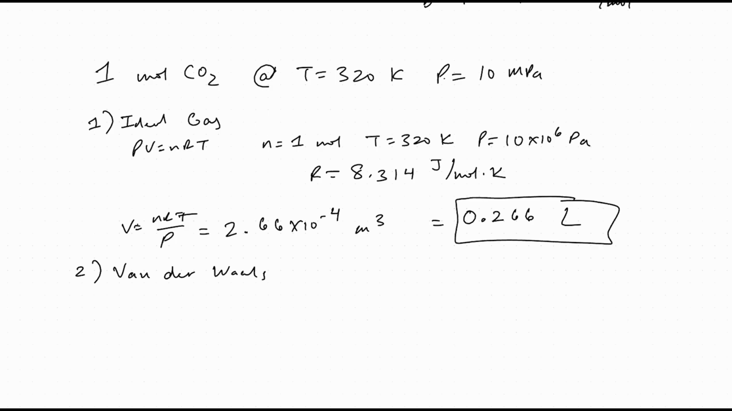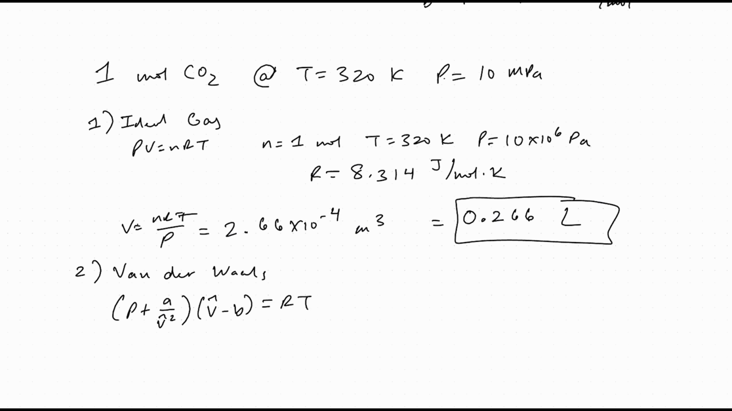Okay, now we do the same thing, but with van der Waals, right? So remember that van der Waals is P plus A over V hat squared times V hat minus B is equal to RT.